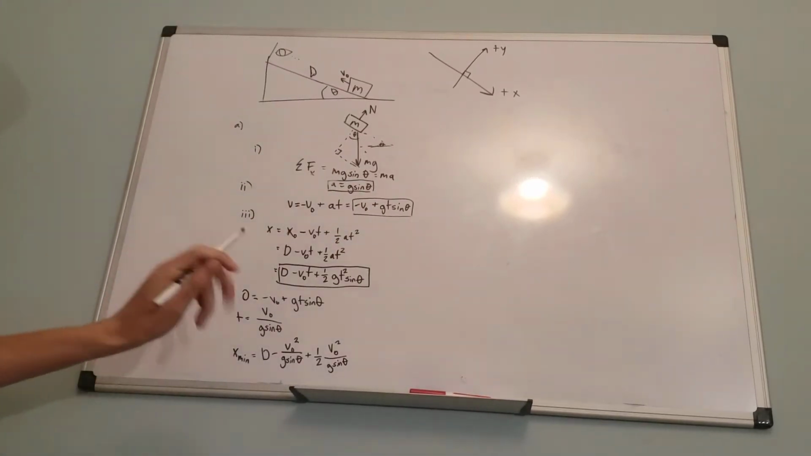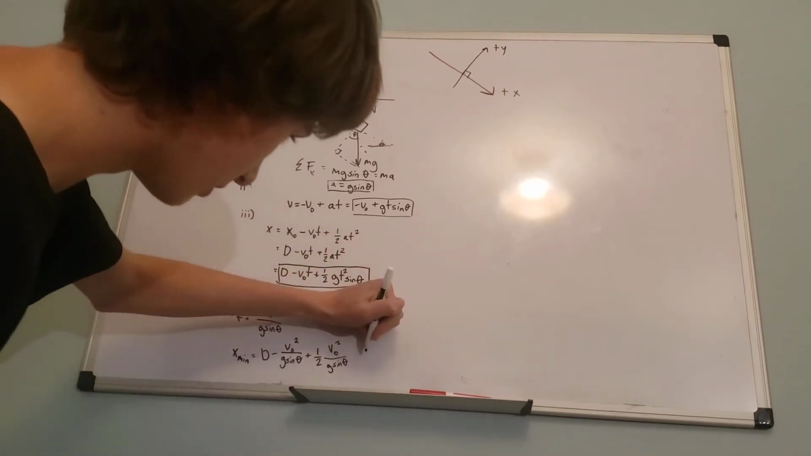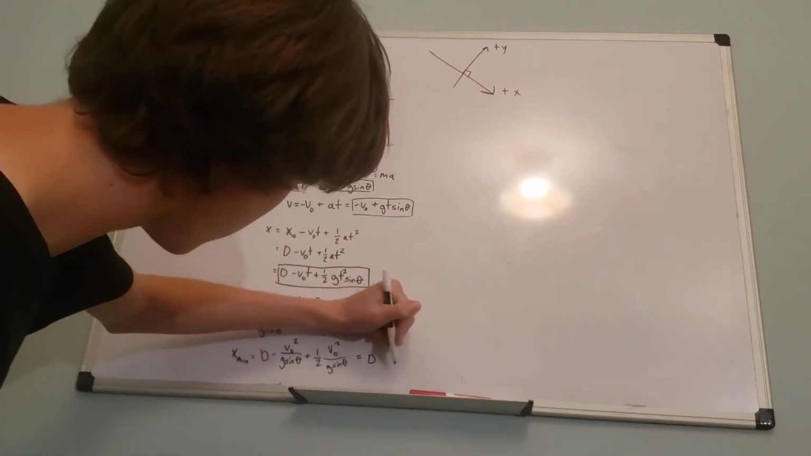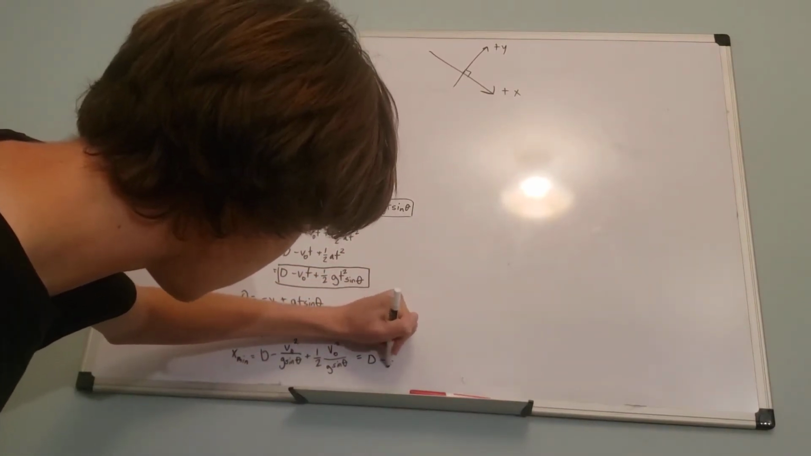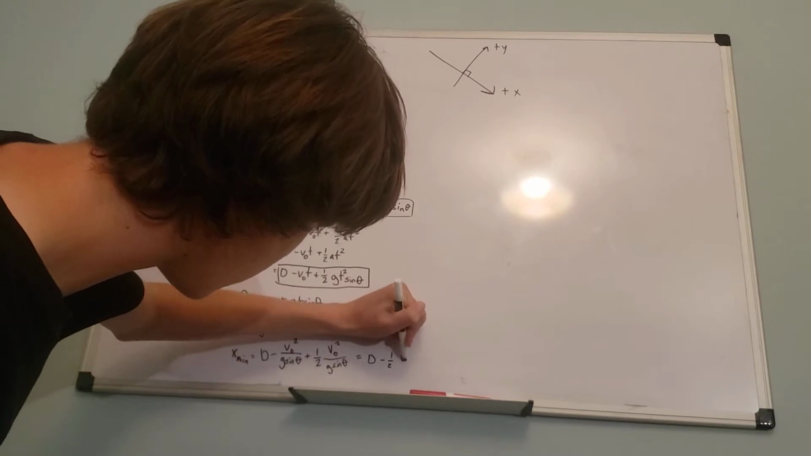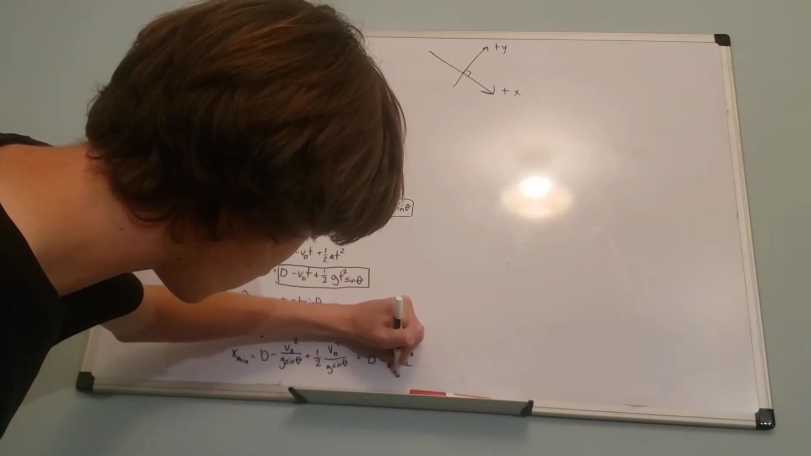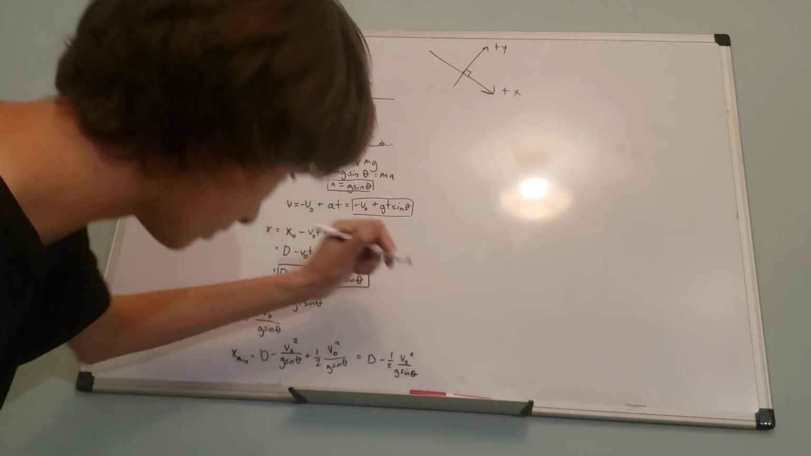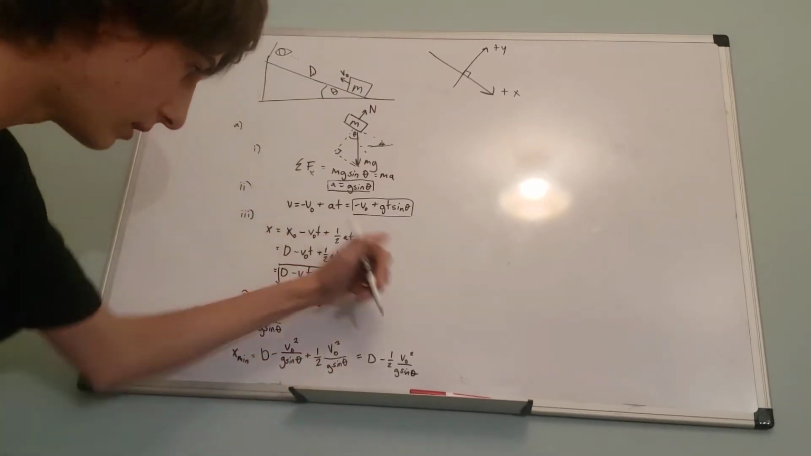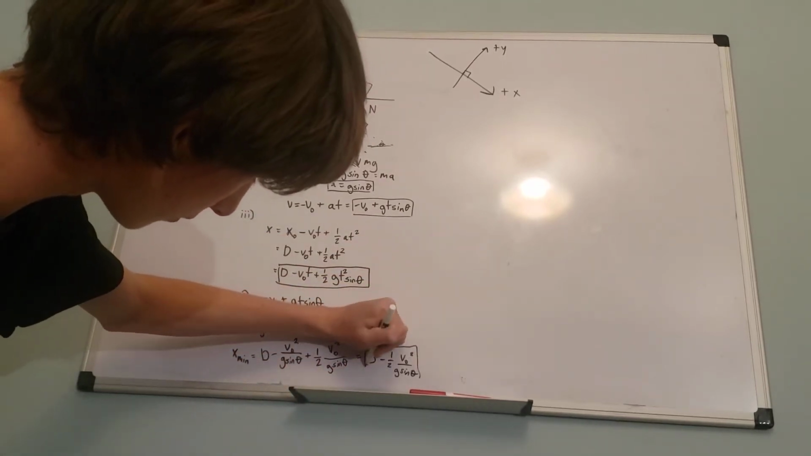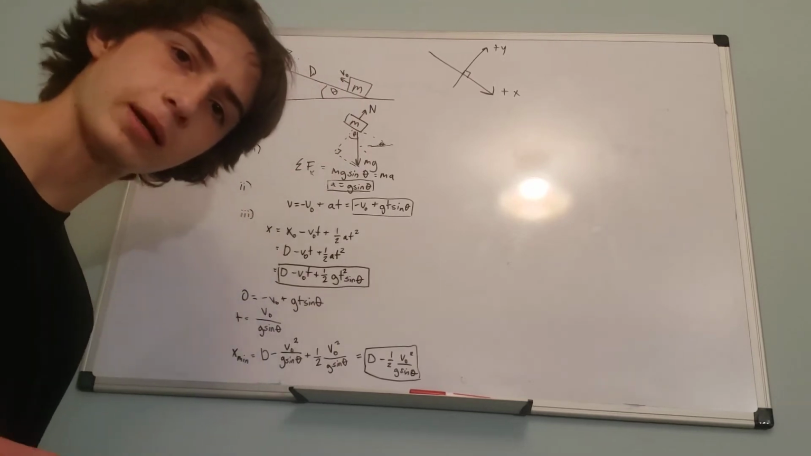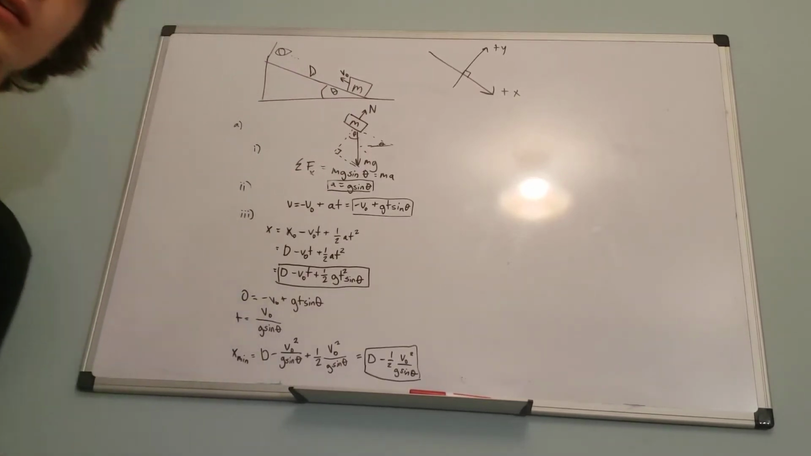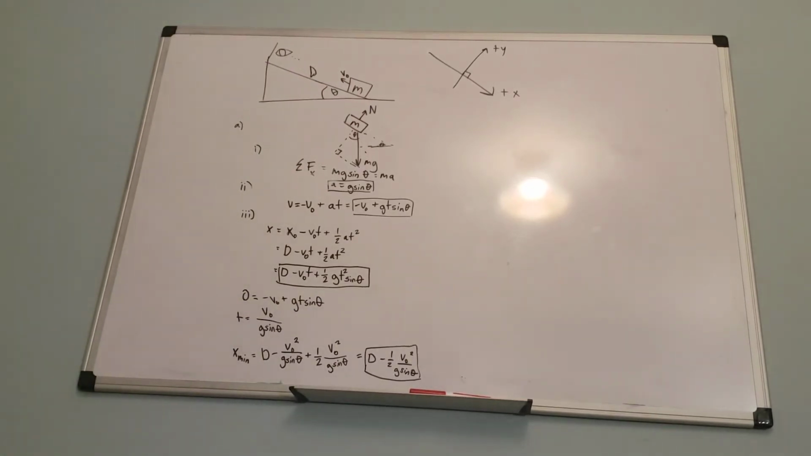Okay, and these are like terms. So we have d minus... okay, so there we go. That is the sort of minimum x position that the mass ever reaches. Okay, so let me just find the next problem.